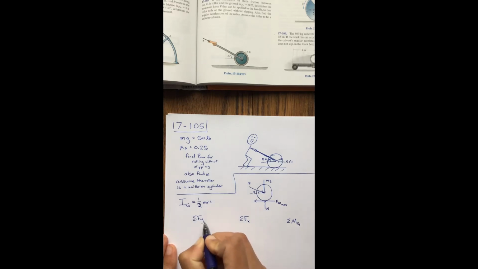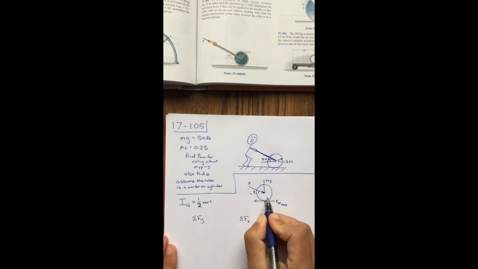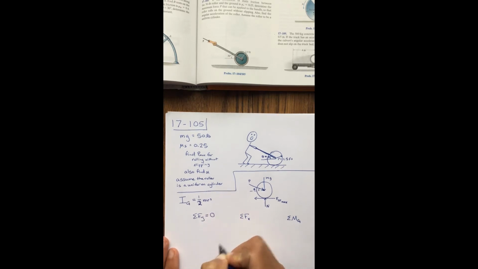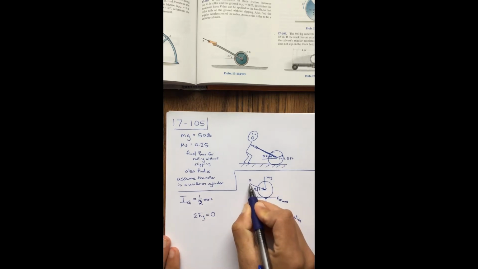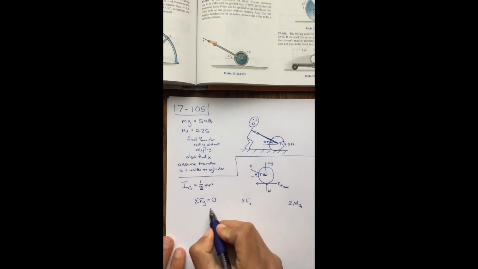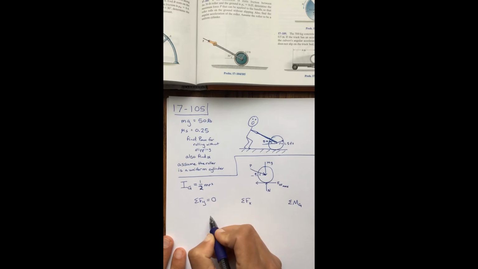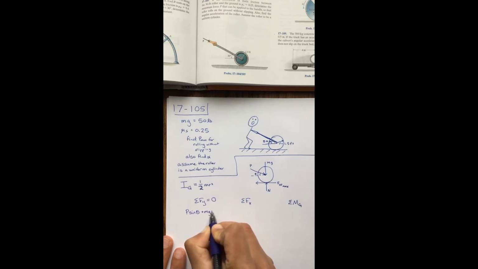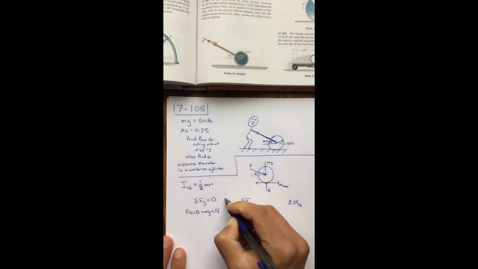When I sum up the forces in the y direction, there is no acceleration in the y direction. So the sum of the forces in the y direction is equal to 0. I have a sine component of this force P, which is acting downward. Since the acceleration in the y direction is equal to 0, the sum of the upward forces is equal to the sum of the downward forces. So I have P sine theta plus mg is equal to the normal force.